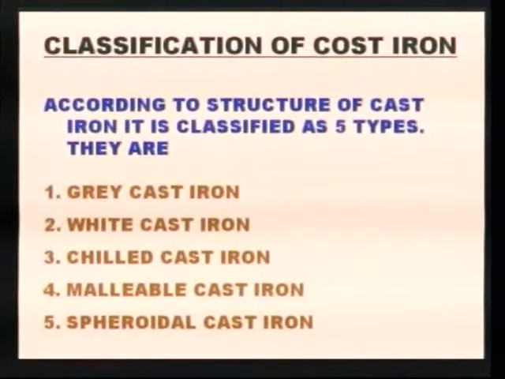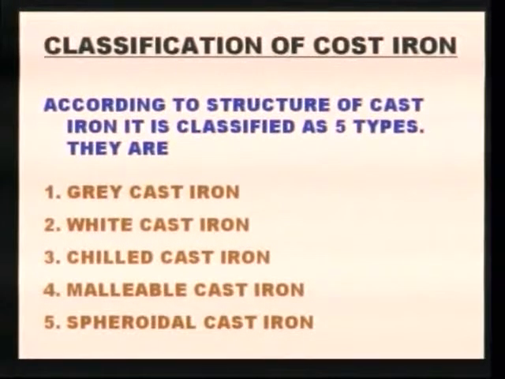Now we are going to see what is the general composition of cast iron, what are its advantages and disadvantages, and what are the various types of cast iron, the composition, properties and applications of each of them. Okay, students, till now we studied what is cast iron, what is its composition and what are the advantages and disadvantages. Now we will see what are the types of cast iron, that is classification of cast iron.